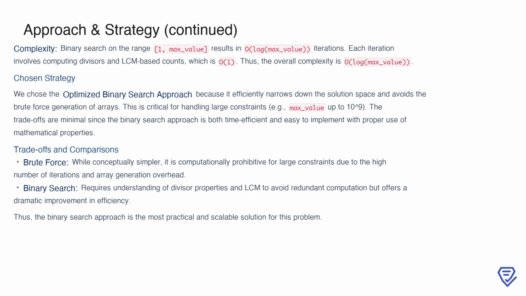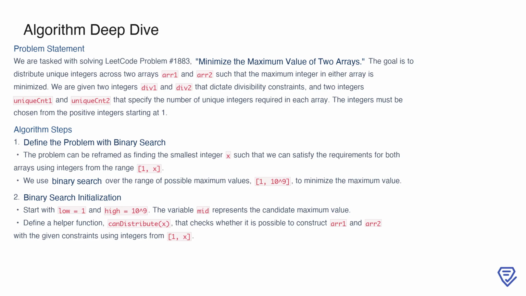In this problem, we aim to minimize the maximum value in two arrays, ARR1 and ARR2, while meeting certain constraints. Each array must contain a specified number of unique integers, denoted by unique CNT1 and unique CNT2. Additionally, these integers must adhere to divisibility rules defined by div1 and div2. The integers are drawn from the positive integers starting at 1. To solve this, we can frame the problem as finding the smallest possible maximum integer x that allows us to satisfy these constraints. Binary search is a natural choice here because we can efficiently test different values of x within the range 1 to 10 to the power of 9.